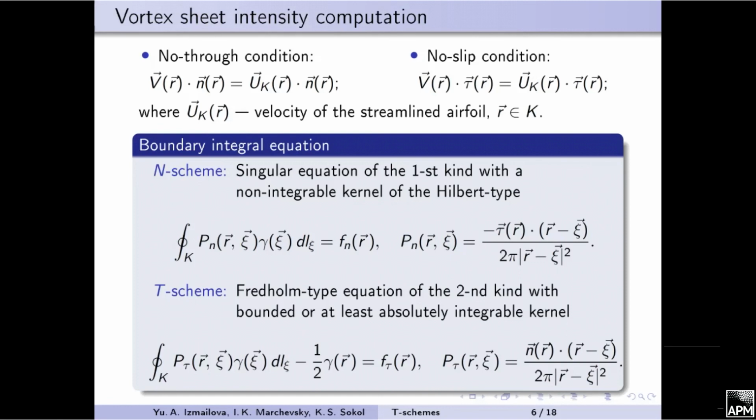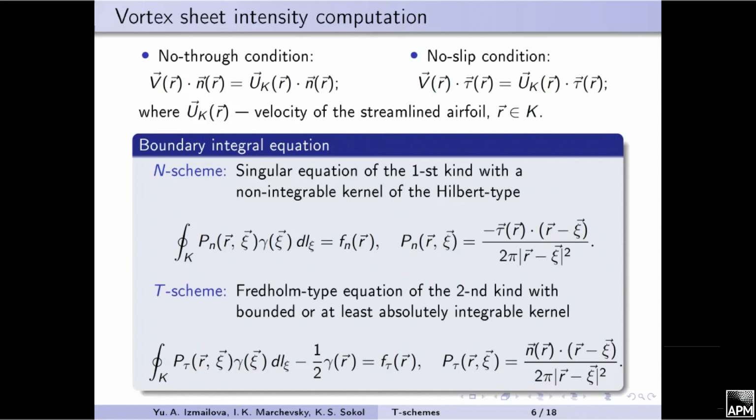There are two approaches to satisfy the no-slip conditions on the airfoil boundary. The first way is widely known and is called the N-scheme. It can be obtained by projecting the integral equation onto the normal unit vector, and this approach provides the no-through condition satisfaction. And this approach leads to a singular equation of the first kind with a non-integrable kernel of the Hilbert type.